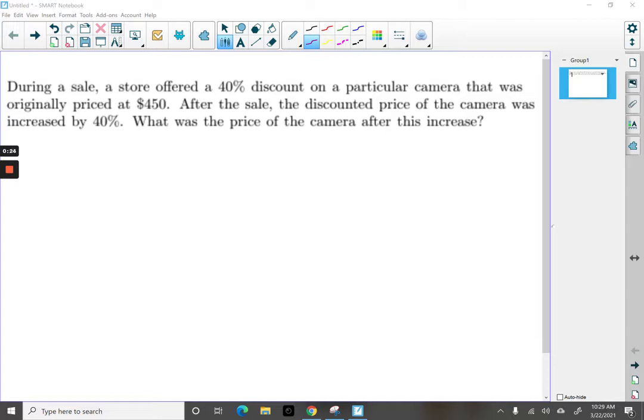During a sale, a store offered a 40% discount on a particular camera that was originally priced at $450. After the sale, the discounted price of the camera was increased by 40%. What was the price of the camera after this increase?